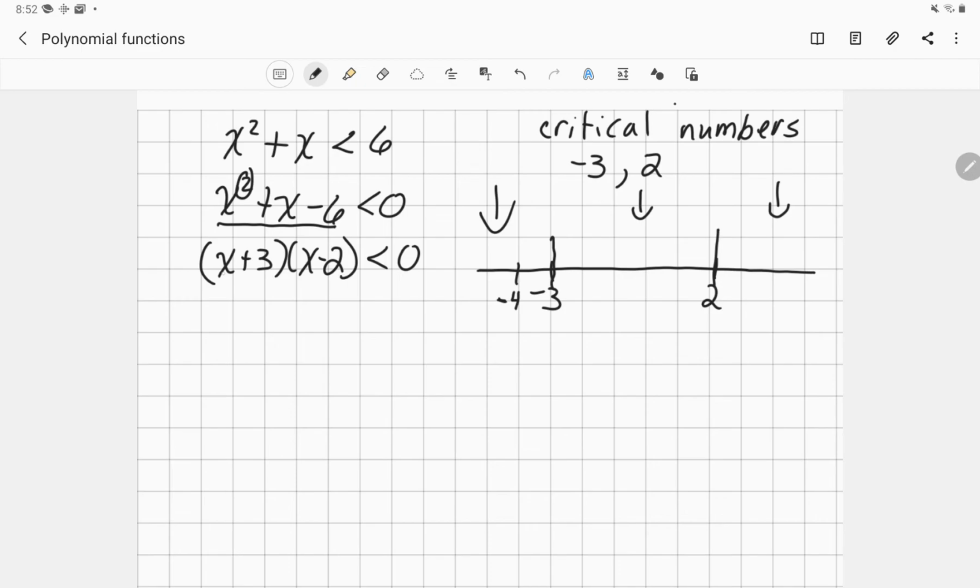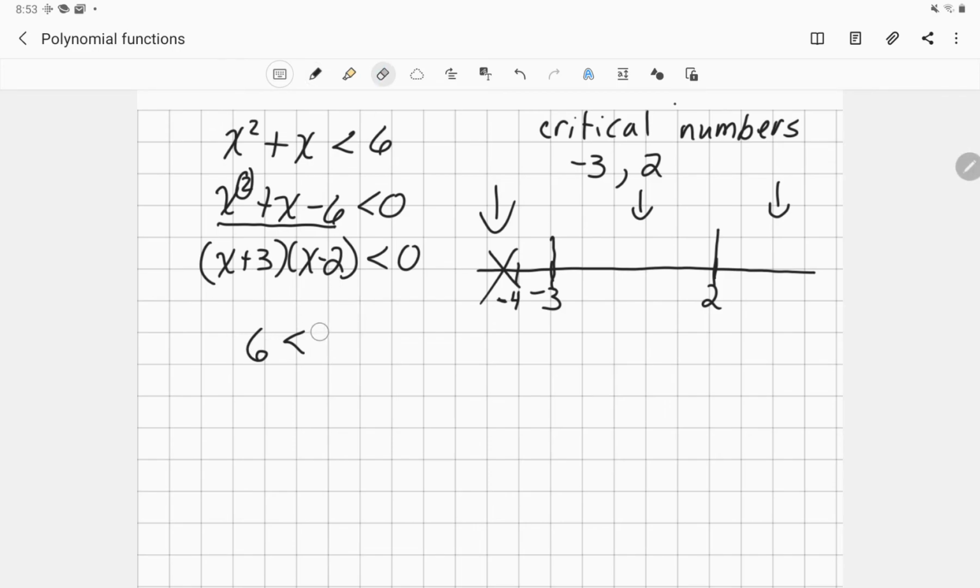So if I do negative 4 plus 3, that's negative 1. And if I do negative 4 minus 2, that's negative 6. And so when I multiply -1 times -6, I get 6 is less than 0. And I ask myself, is that a true statement? And no, it's not. So numbers in this test interval don't make that math sentence true. So that section is a no. The numbers don't work. They don't work out to be less than 0.